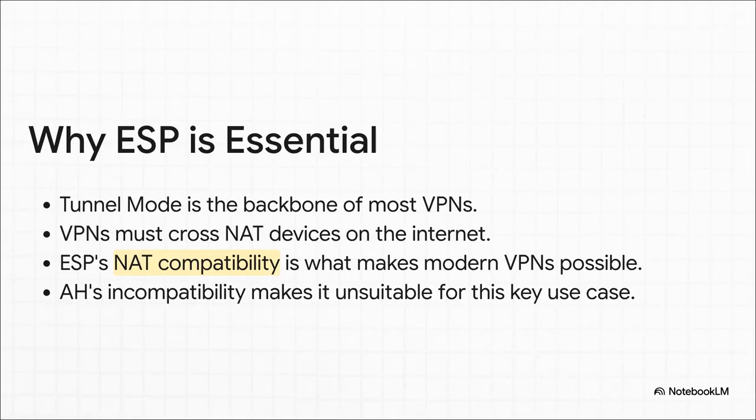And this is where it all clicks into place. The number one reason most of us even use IPsec is for VPNs, which almost always operate in tunnel mode to connect us across the public internet. By definition, that means crossing who knows how many NAT devices along the way. Because ESP can handle NAT and AH just flat out can't, ESP is the only protocol that can power the most critical, most common use for IPsec today.